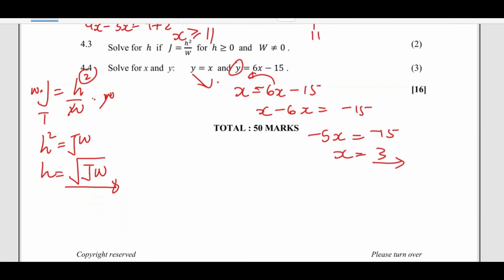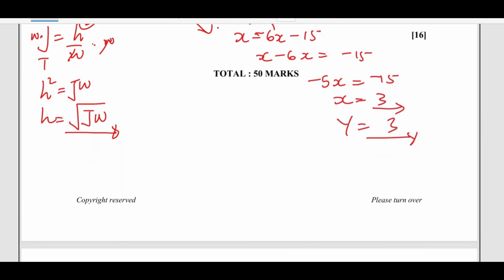But then they told us we must find x and y. Since we said y is x, x is y, meaning that y is also 3. All right, so that brings us to the end of the second paper. All right, let's have the last paper, okay?